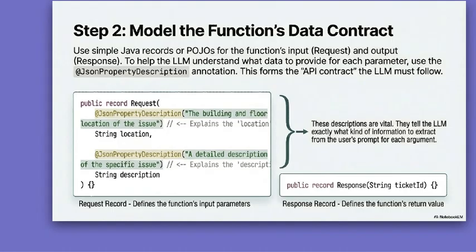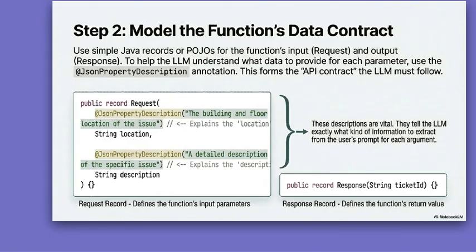But just naming the fields isn't enough. Why not? Well, if we just name the field string location, the LLM might struggle to differentiate between, say, the city the user is in and the actual physical location of the broken coffee machine in the office. Ah, okay. And this is where that second vital annotation comes in. Yes, @JsonPropertyDescription. So while @description is for the function's overall purpose, @JsonPropertyDescription describes the specific purpose of each input parameter. So this is the detailed user manual for the LLM's argument extraction logic. That's a perfect way to put it.